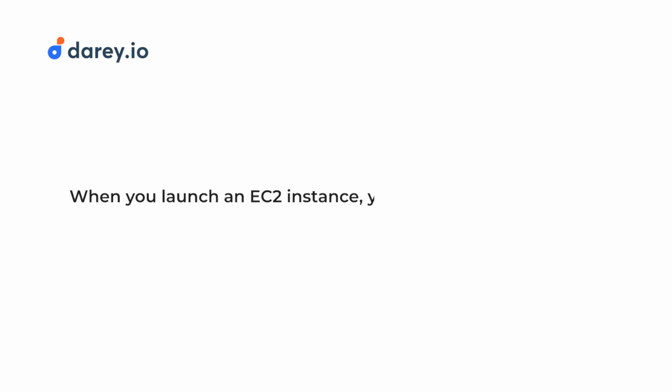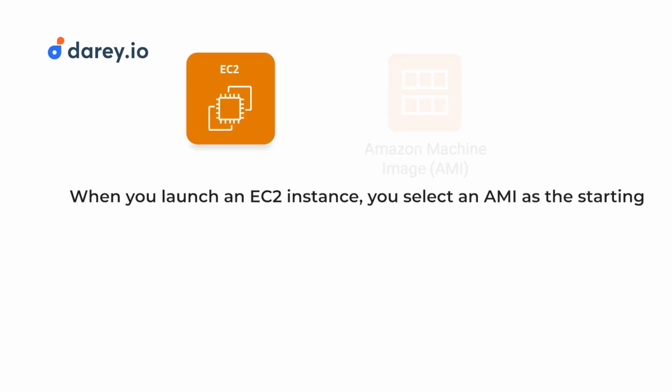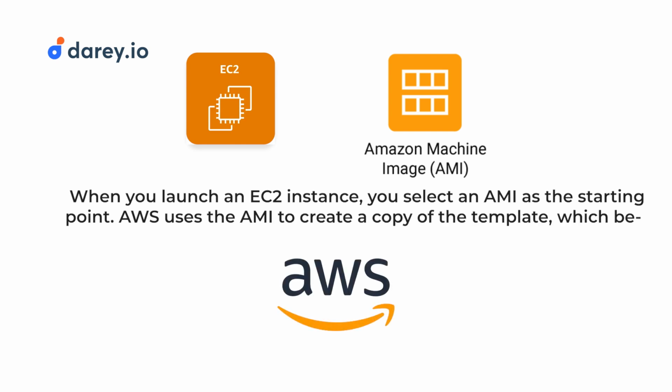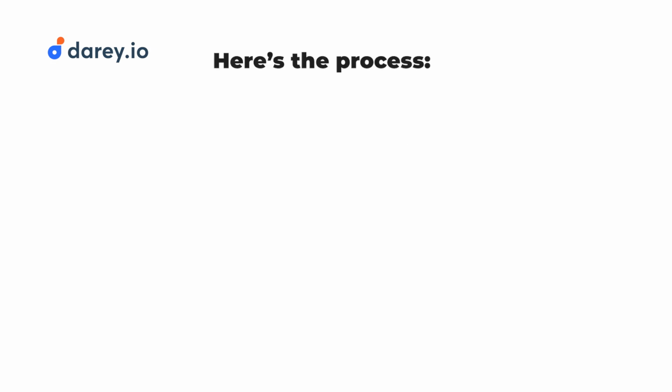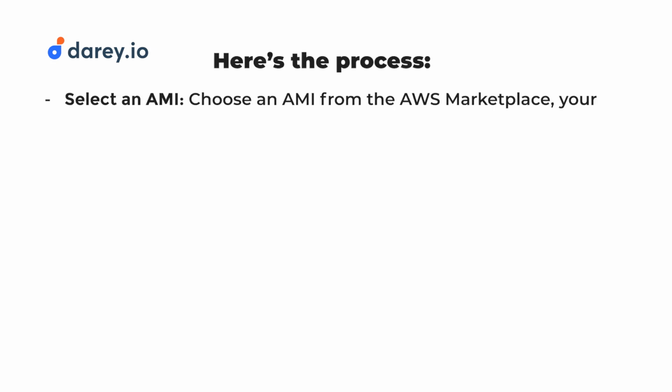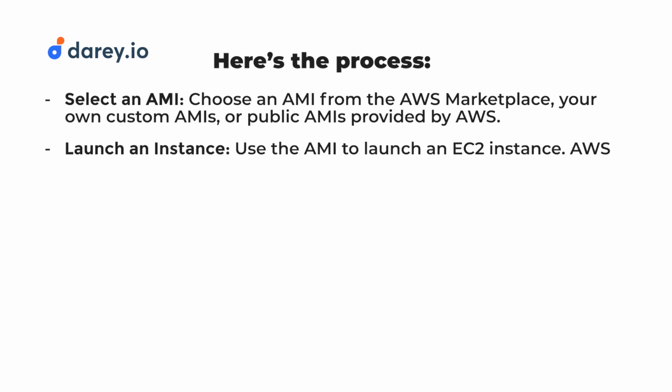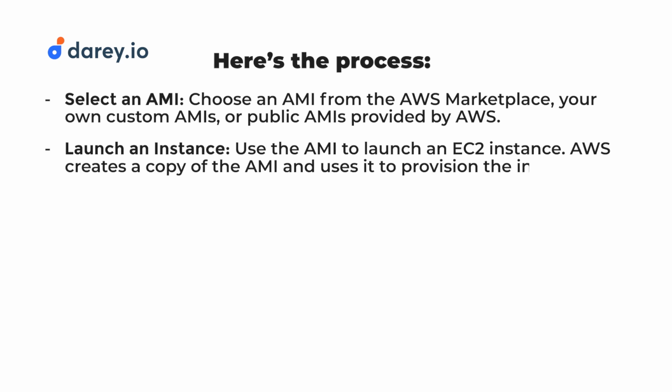Now let's take a closer look at how AMIs work. When you launch an EC2 instance, you select an AMI as the starting point. AWS uses the AMI to create a copy of the template, which becomes the root volume for your instance. Here's the process. Select an AMI. Choose an AMI from the AWS Marketplace, your own custom AMIs, or public AMIs provided by AWS. Launch an instance. Use the AMI to launch an EC2 instance. AWS creates a copy of the AMI and uses it to provision the instance.